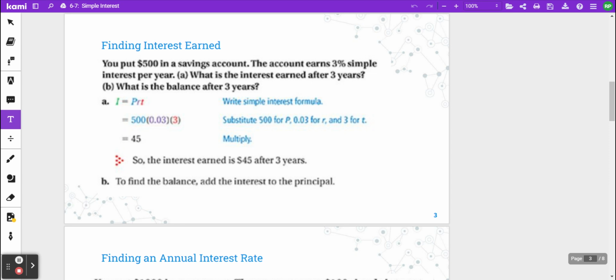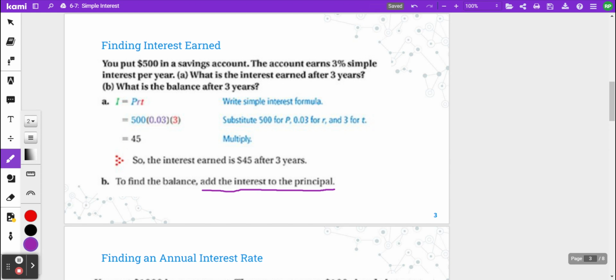To find the balance, all you have to do is add. Add the interest to the principal. So $45 is the interest accrued, and that is added to the initial amount of 500. So the balance here is $545.